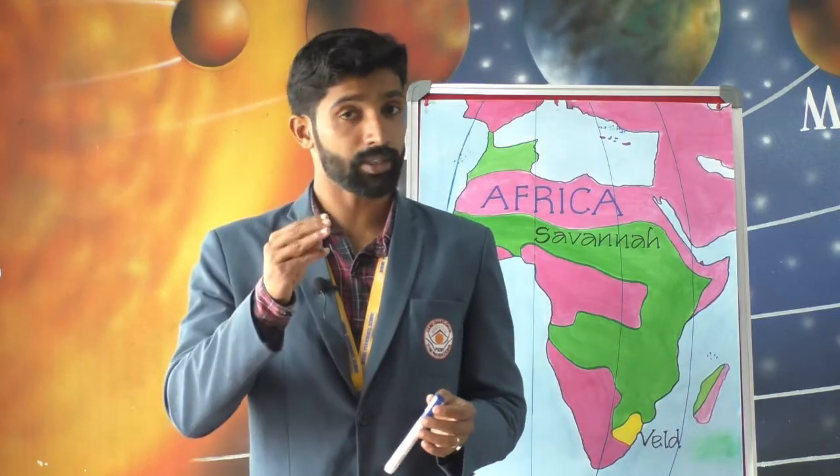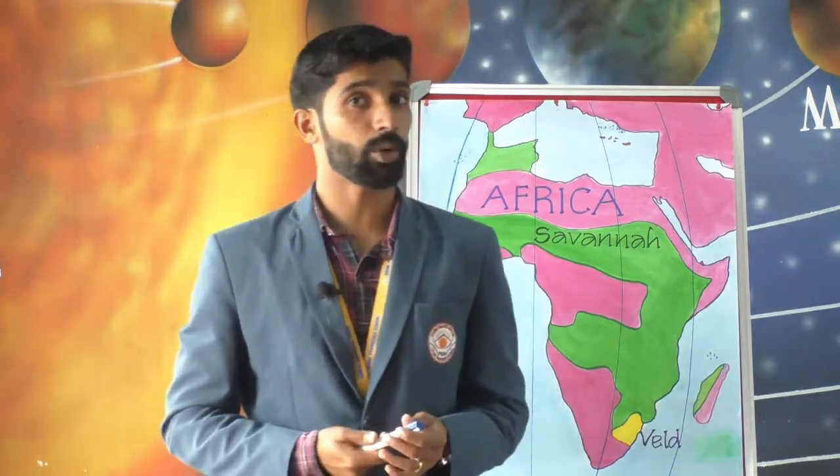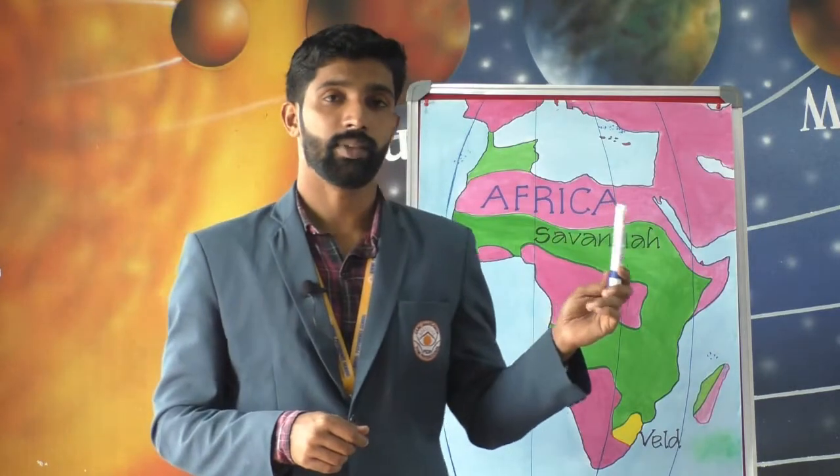And the veld is located between the Drakensberg Mountains and the Kalahari Desert. And the veld has three parts: high veld, middle veld and low veld. Sheep rearing is the most important occupation in the veld, and South Africa is a major producer and exporter of wool. And also at the end we learned that the veld is rich in minerals like gold and diamond. So study the lesson well.